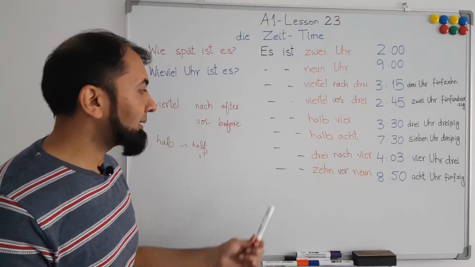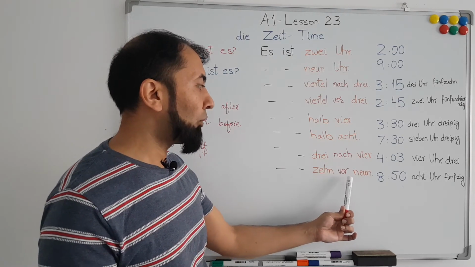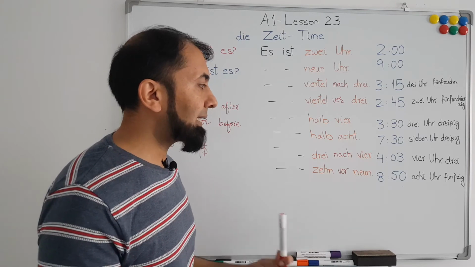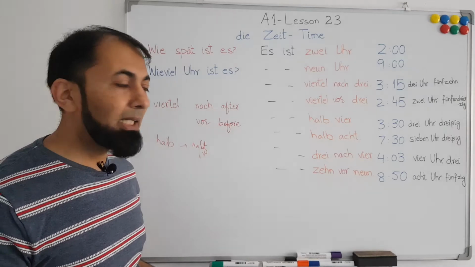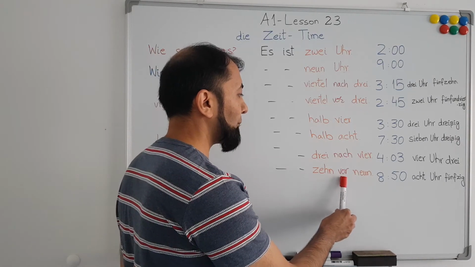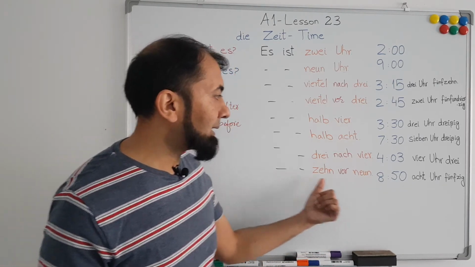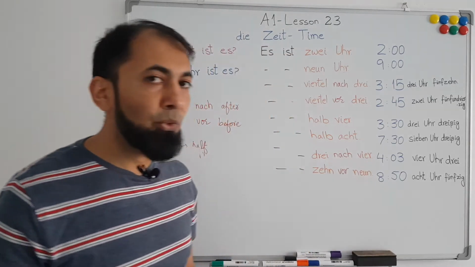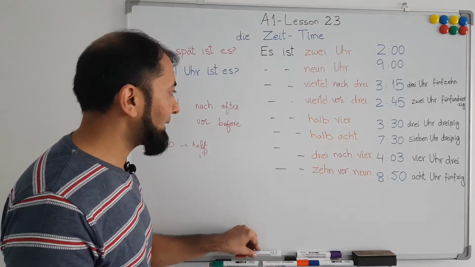Another example is: Es ist zehn nach neun. It's 8:50, or 10 minutes to 9. Es ist zehn vor neun. Or the second way is: Es ist acht Uhr fünfzig. So these are the examples of telling time and asking time.